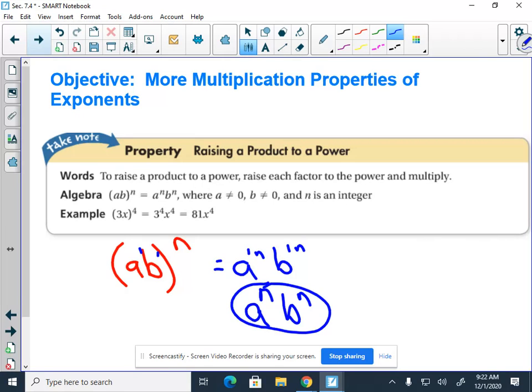So a little more simple here. I'm going to look at this one. If I had x to the 2, y to the 4, and I raise it to the third power.